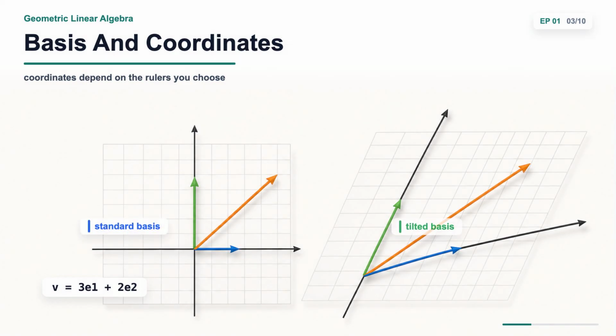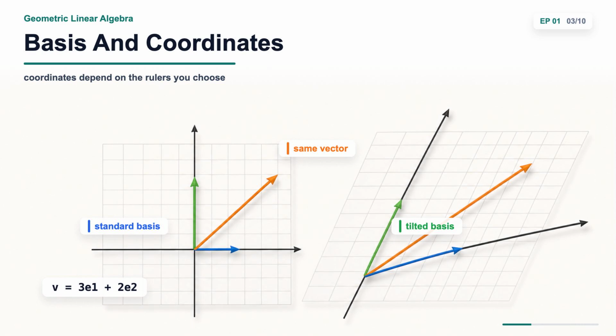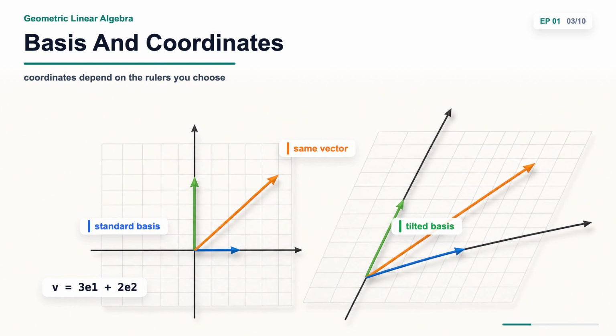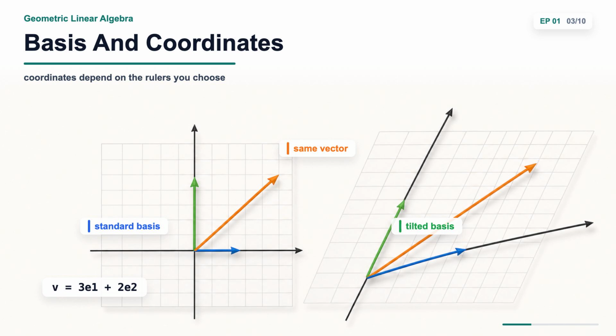To turn a vector into numbers, we need a basis. A basis is a set of reference directions. In the ordinary plane, we often use one horizontal direction and one vertical direction. If a vector is 3 steps along the first direction and 2 steps along the second, we write its coordinates as 3, 2.